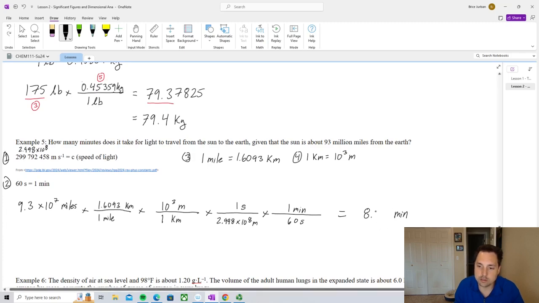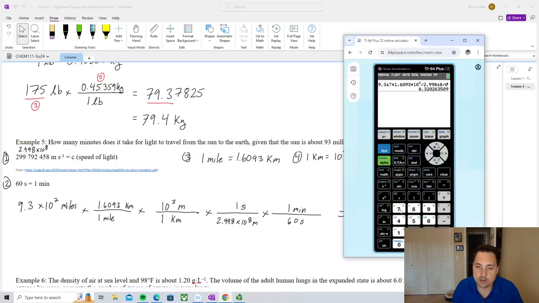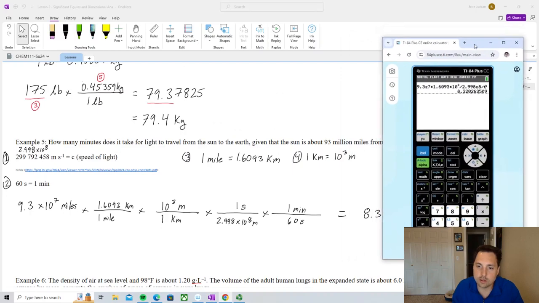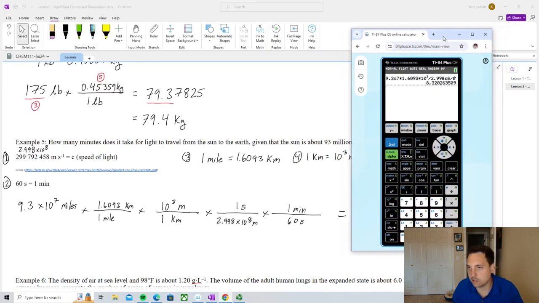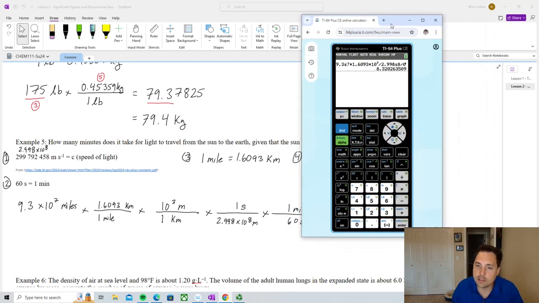This will give us our final answer of 8.32 minutes, which will round to just 8.3 because we only have 2 sig figs. So 8.3 minutes is how long it takes for light to travel from the sun to the earth. And that's as it leaves the sun. So, yeah.